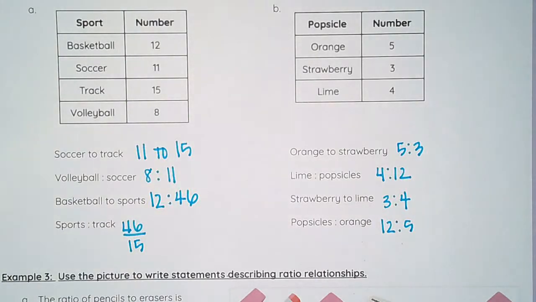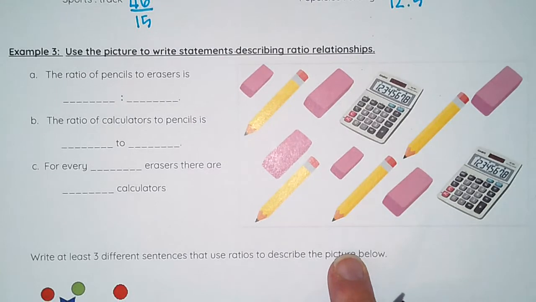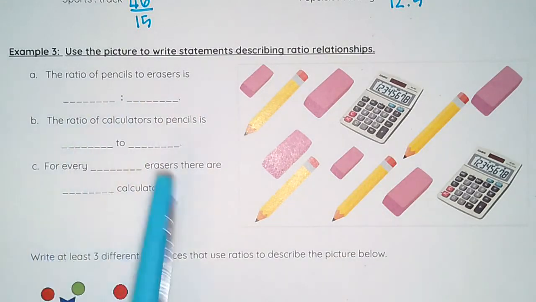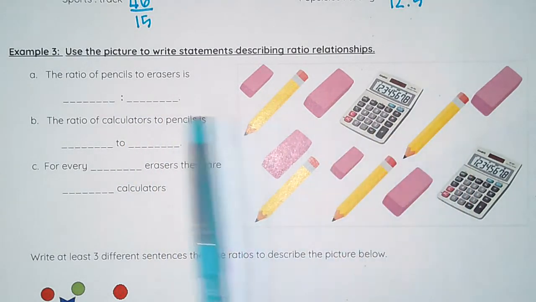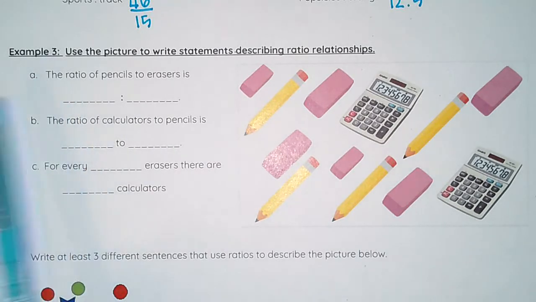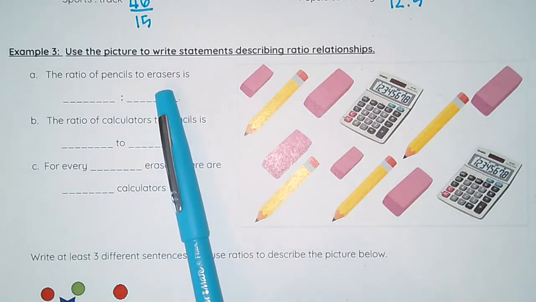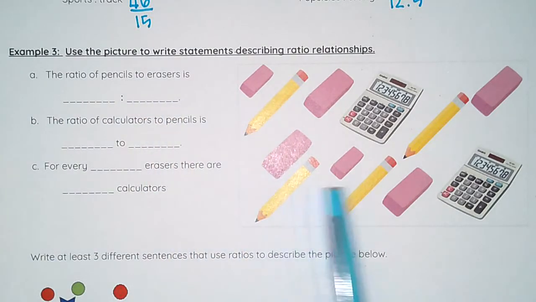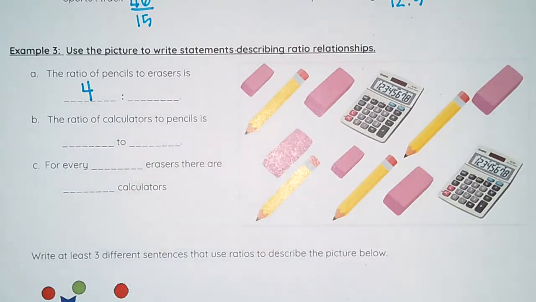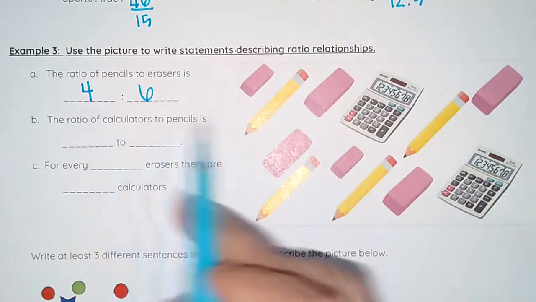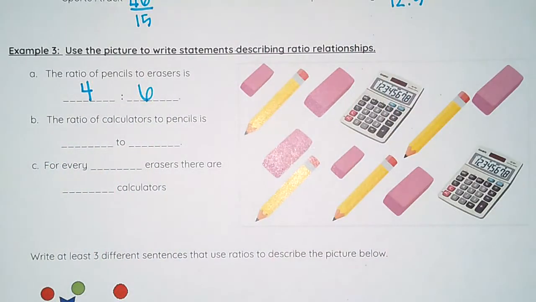We've got one more piece to take a look at today, and that is practicing writing our statements. So we have some fill in the blank here, and then you're going to try writing your sentences on your own. Okay, so we're going to use the picture here and fill in the blanks. So we are going to practice reading the statements as well. So it says the ratio of pencils to erasers is, well, there are 4 pencils and 6 erasers. So the ratio of pencils to erasers is 4 to 6.